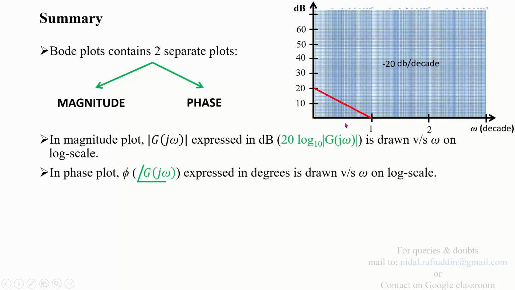Likewise, we can draw minus 20 dB per decade, minus 30 dB per decade, minus 40 dB per decade, minus 50, minus 60. Then we can draw positive slopes as well. For example, if we are interested in drawing 20 dB per decade, a positive slope, then we'll be having a line like this, and 40 dB per decade, 60 dB per decade. So drawing a line with certain slope is very similar to what we have learned while we drew a line that has the general representation of y equal to mx plus c.